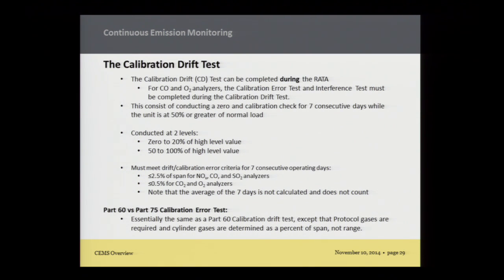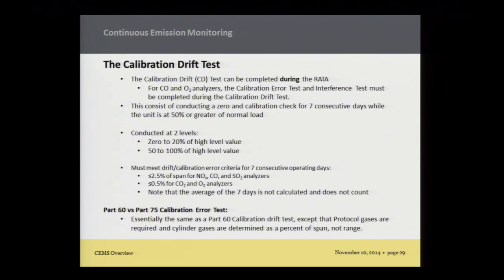So if you're working on an existing source, it's not 50% of max. So if you only run it at 50%, 50% of 50 would be 25, right? So if you were at 25%, you would be good on a normal load. And then you've got to conduct that at 2 levels, 0 to 20% of the high level value and 50 to 100% of the high level value. And so that's just giving you your low and high range, your span.